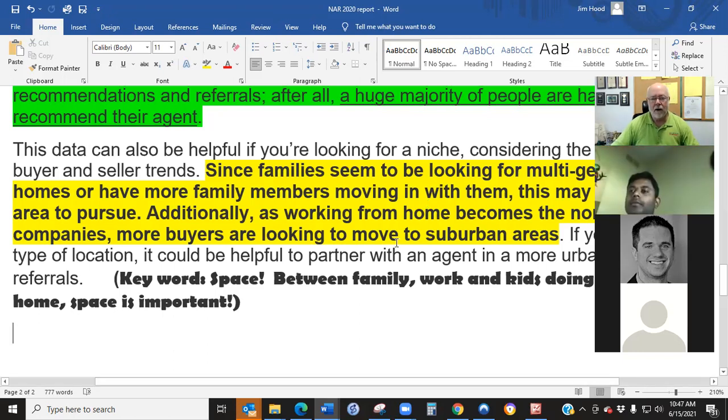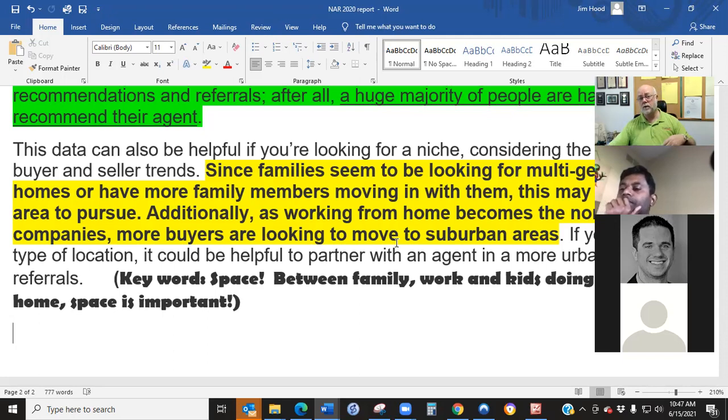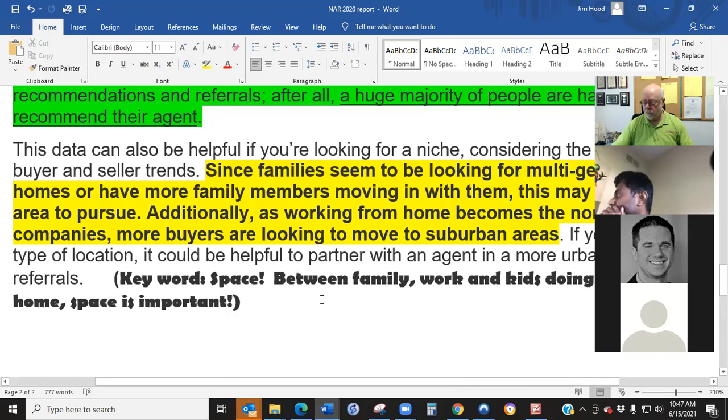But anyway, I'll be sending out a copy of this. Big aha is space, but the other thing is the number of people that, whether they're buying or selling, want one agent. And it's becoming more and more important to pick that up.